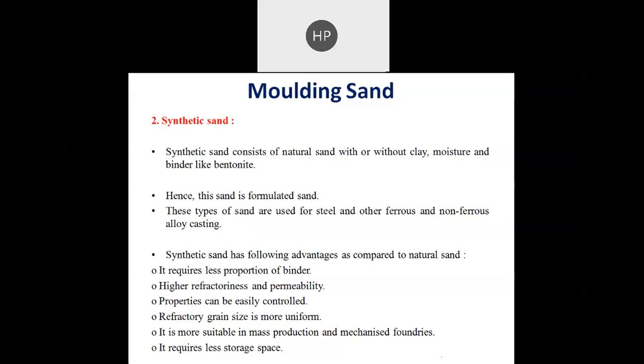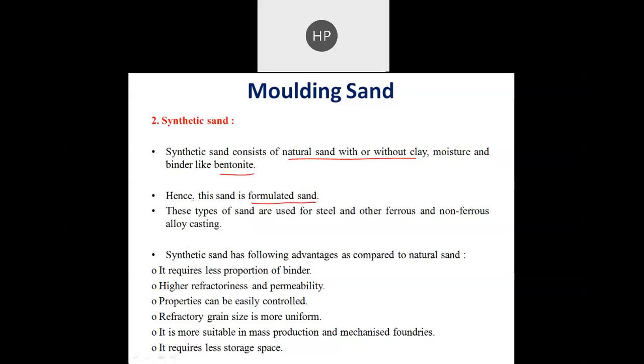Okay, so that is the synthetic sand. It consists of a natural sand with or without clay, moisture and a binder like bentonite. Bentonite is one kind of clay that we have seen in one of our videos. Hence this sand is a formulated sand. It is not a natural sand, it is a formulated sand.